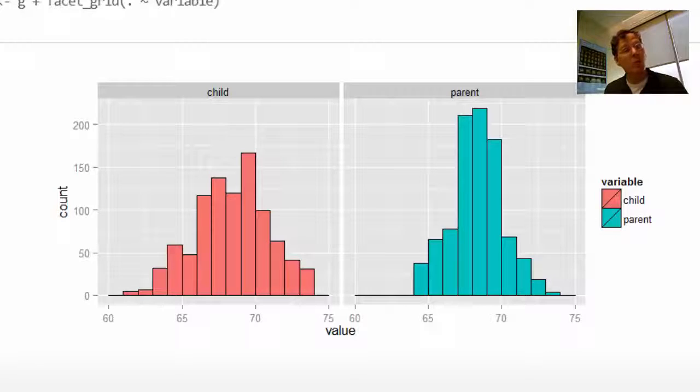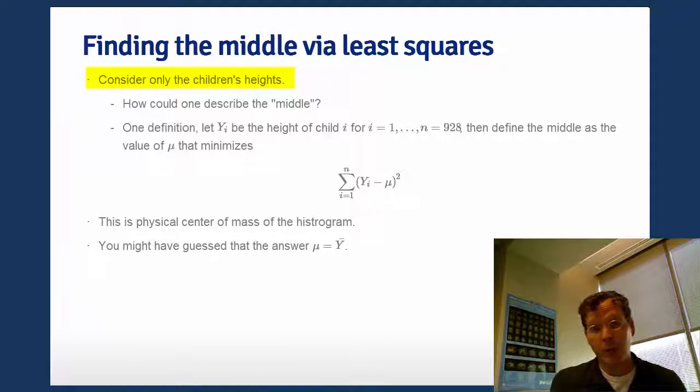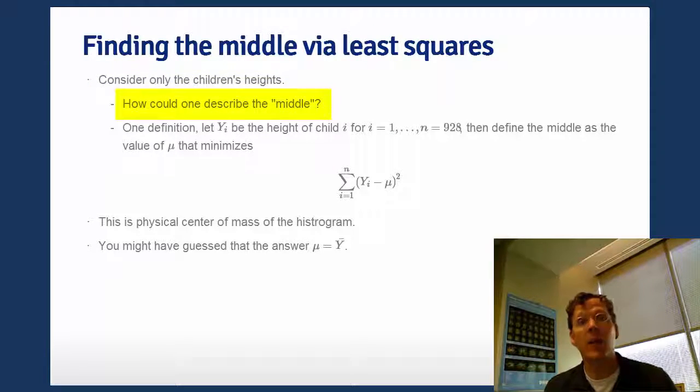I'd like to use these distributions to introduce least squares, and then we'll build on the bivariate association after that. So consider only the child's height. Forget for the moment about using the parent's height to predict the child's height. We just want to find maybe the best prediction of the child's height without any other information. Well, probably the best predictor would be the middle, and how could one define the middle?